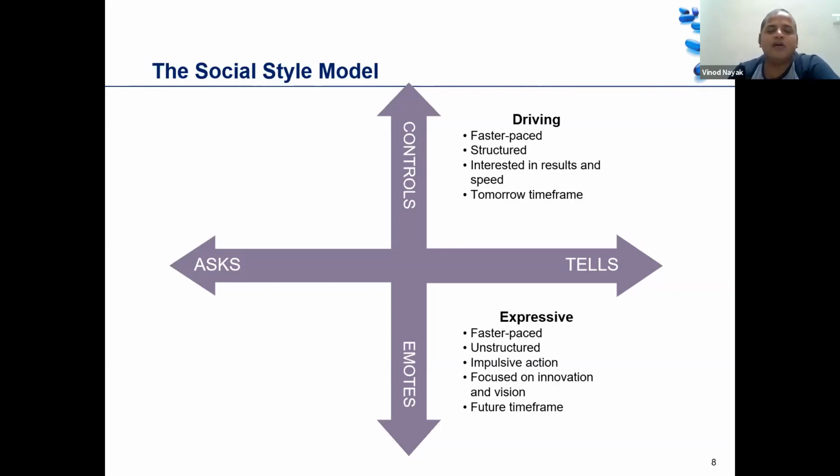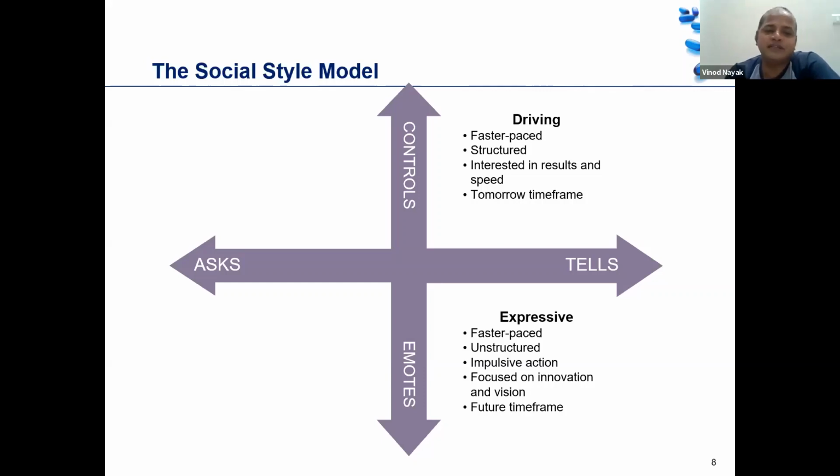Those people are called expressive, as they love to express their emotions. However, their communication is most of the time unstructured, because they talk about each and everything in and around. Their actions are very impulsive. They're more focused on innovations and vision, and they talk from a future perspective, not what's happening today or tomorrow. They love to think about things that are very far away or very futuristic.